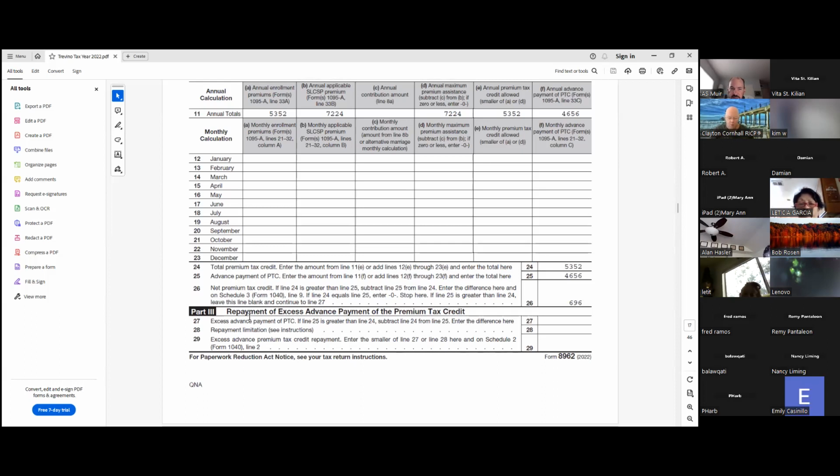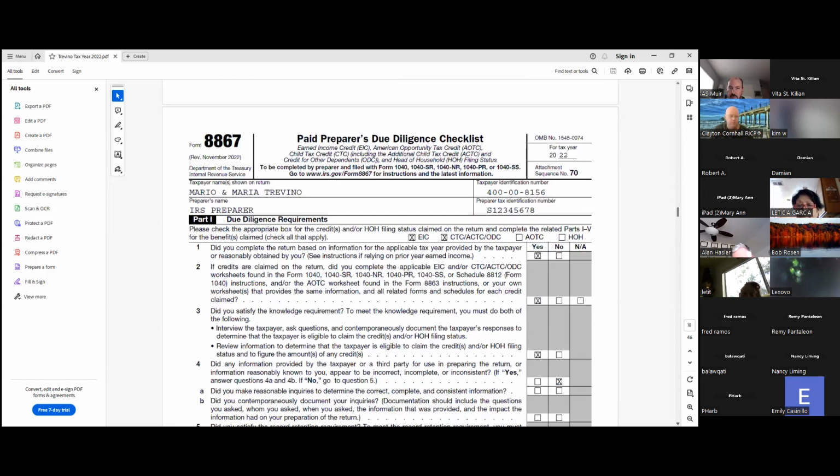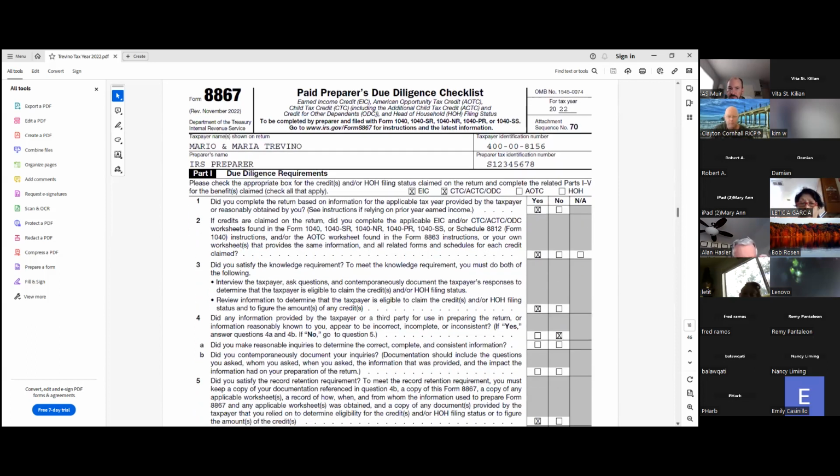If they've received too much of a subsidy, then line 27 will populate, and that's the excess advance payment of the premium tax credit. We're going to go past that. I don't think you're going to see that on the live software.